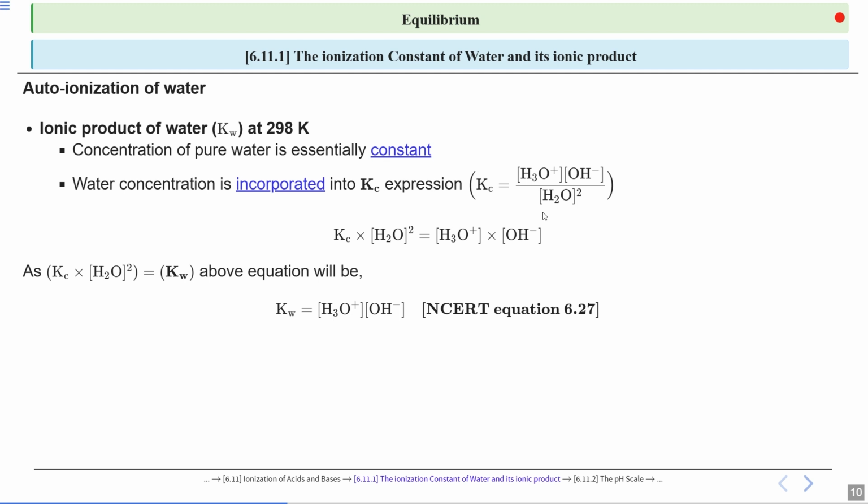So this is the main formula for Kw calculation, which is the multiplication of the H plus concentration or H3O plus concentration with the hydroxide ion concentration.